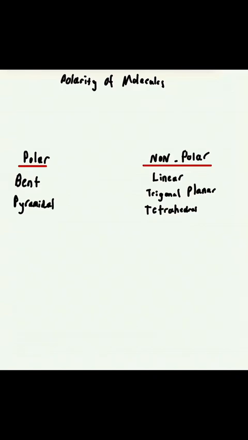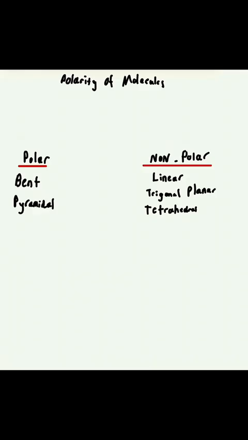Hello, everyone. Today we're going to be talking about the polarity of molecules. So in the previous video, we looked at the different shapes or arrangements of molecules you can have. You can have linear, trigonal planar, tetrahedral, pyramidal, and bent.